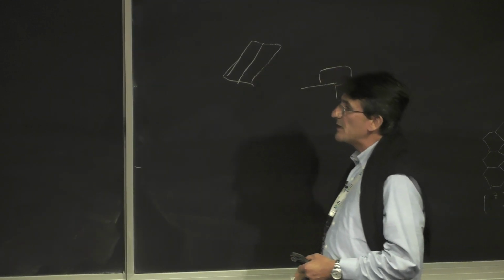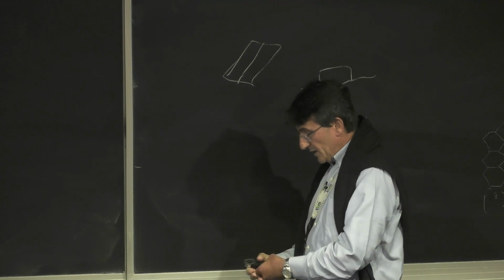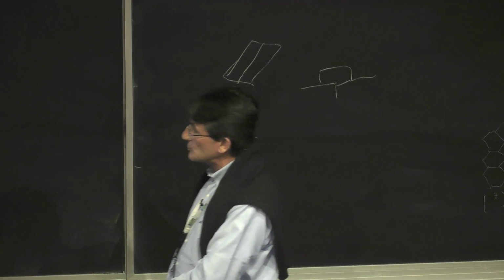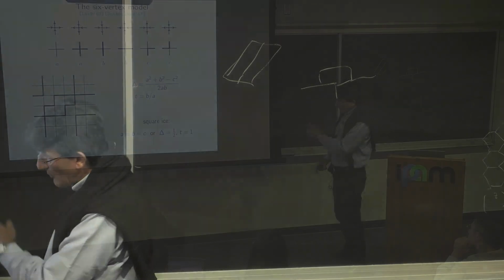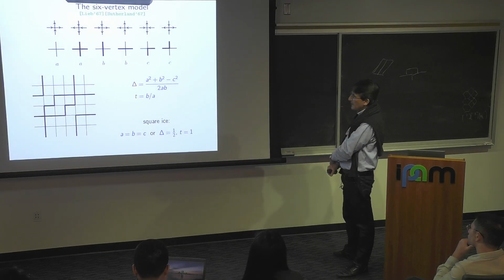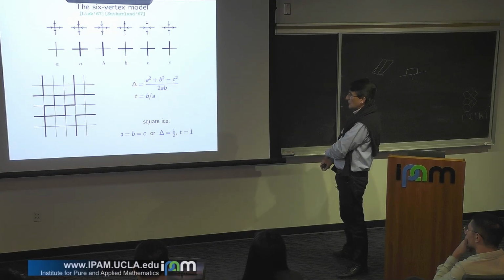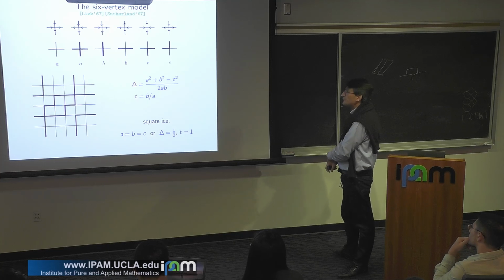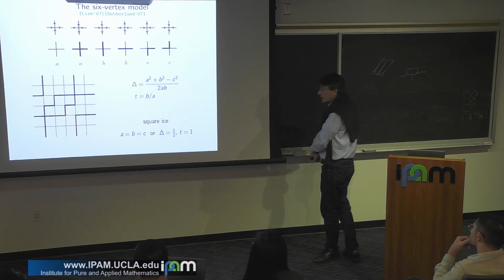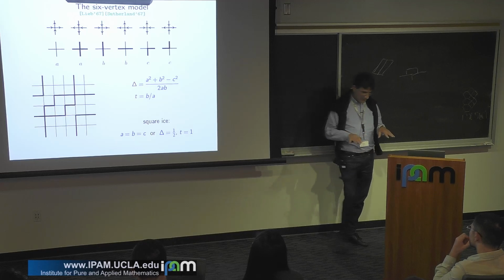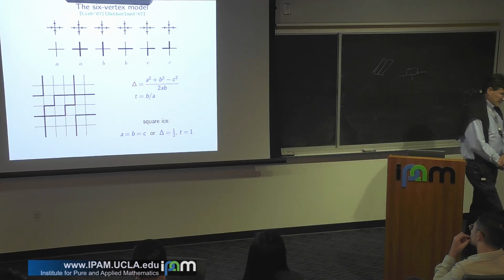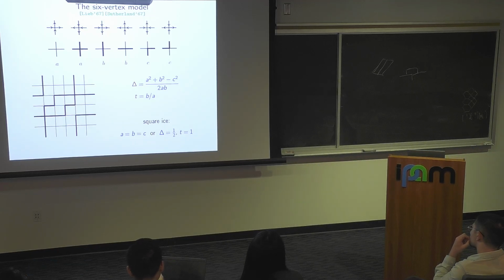And so things become a little bit more complicated. If you tune your parameter delta to the very specific value delta equal 1/2 and t equal 1, but this is only partially relevant, what you obtain is the square ice. That is a 2-dimensional model of ice. It lives on a square lattice. I did not say that.